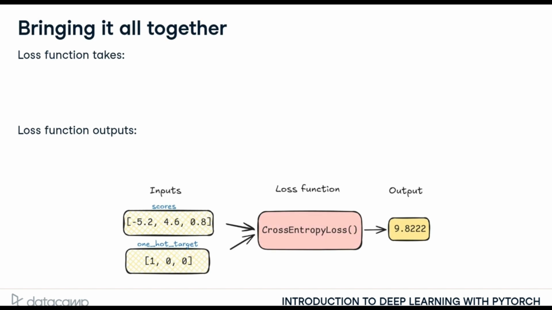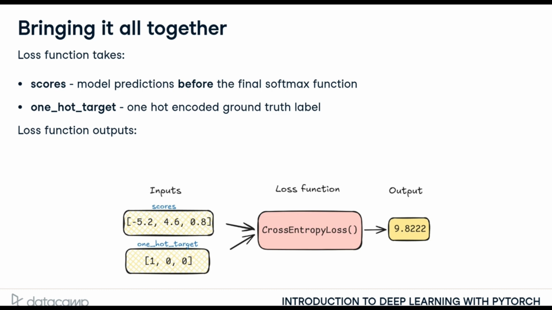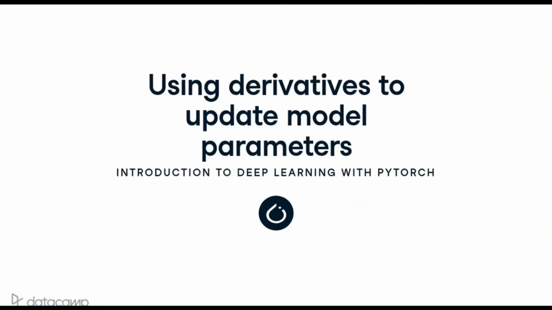In summary, the loss function takes the scores tensor as input, which is the model prediction before the final softmax function, and the one-hot encoded ground truth label. It outputs a single float, the loss of that sample. Recall that our goal is to minimize this loss. In the next video, we'll see how to do that with backpropagation.